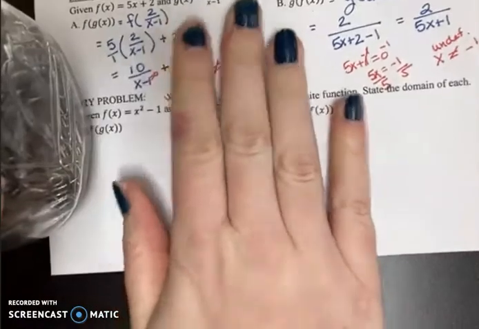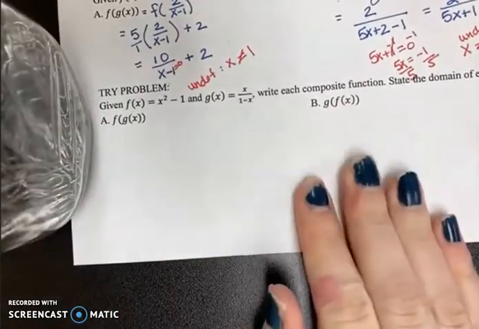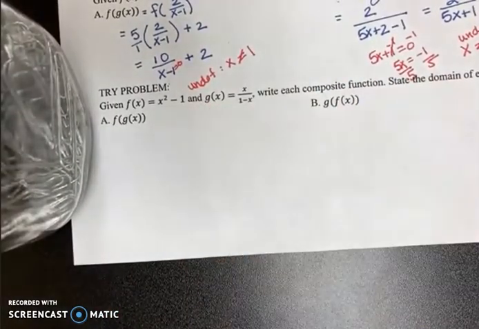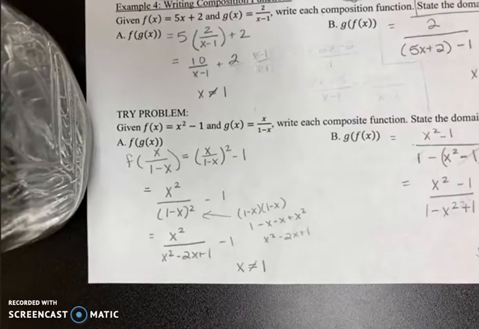At this point, I'd like you to do the 2 try problems and make sure you go back and state when it's undefined. Hit play when you're ready to check your work.